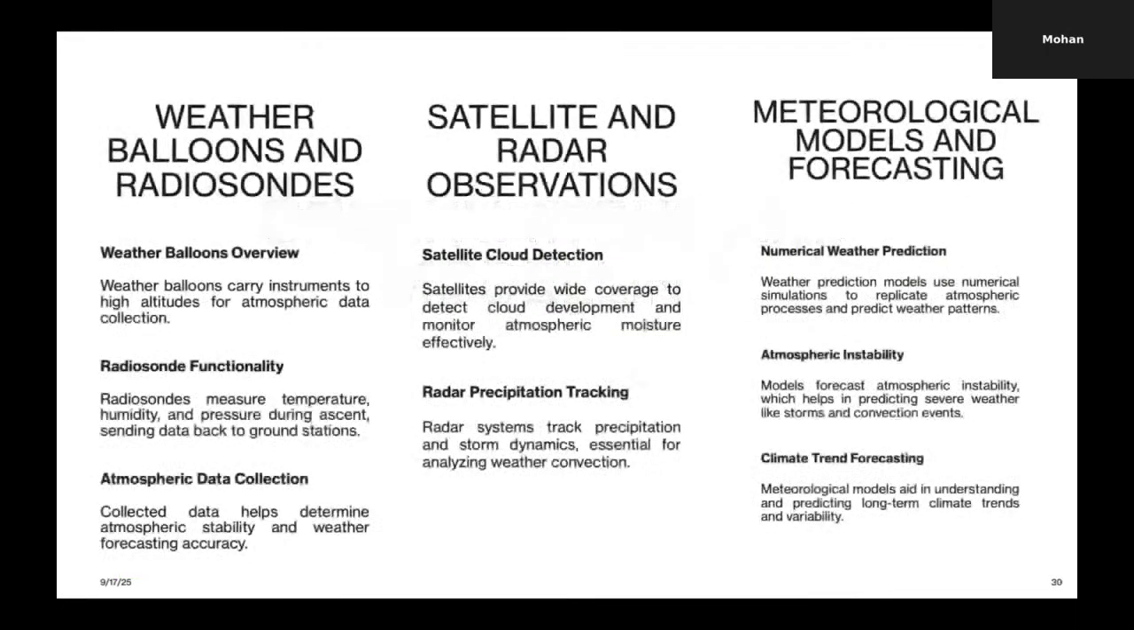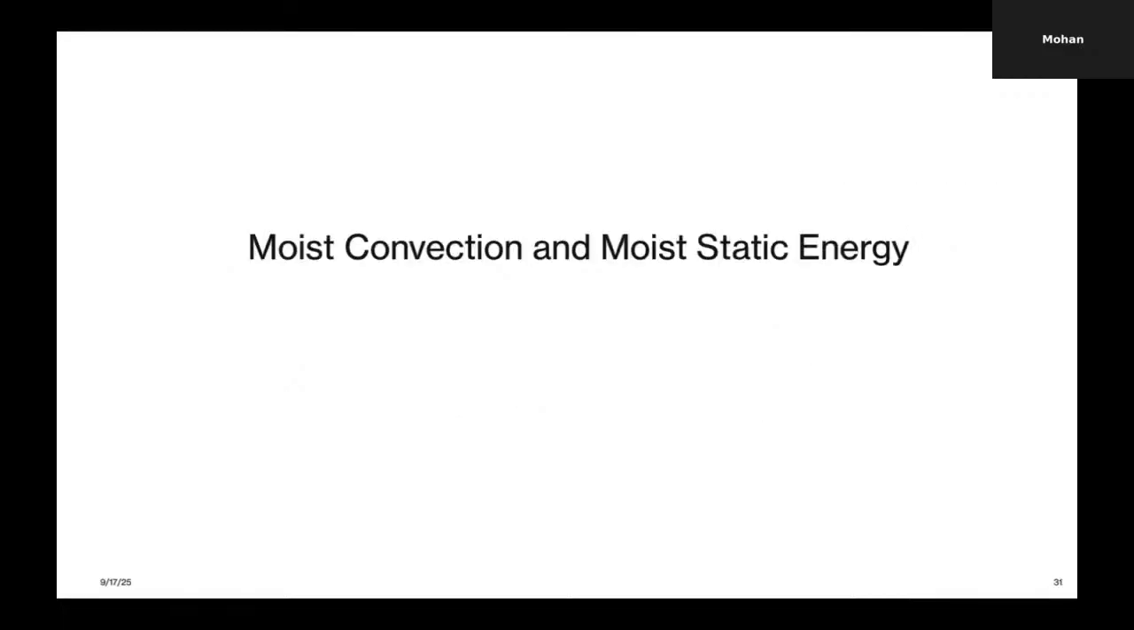I'll skip this one. How do we measure those different parameters in the atmosphere based on different techniques? One is weather balloons, radiosondes, and the other is satellite and radar observations. You use all these, ingest this information into the meteorological models, and give the forecast. Now this I'll do quickly. I don't know how much time I have.